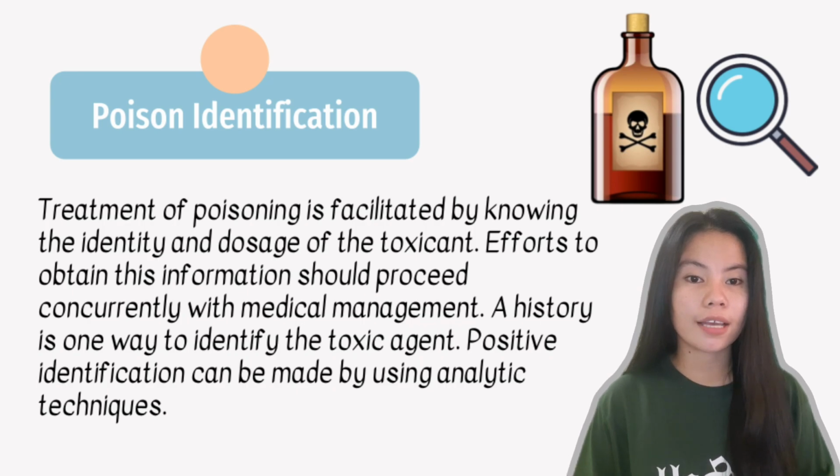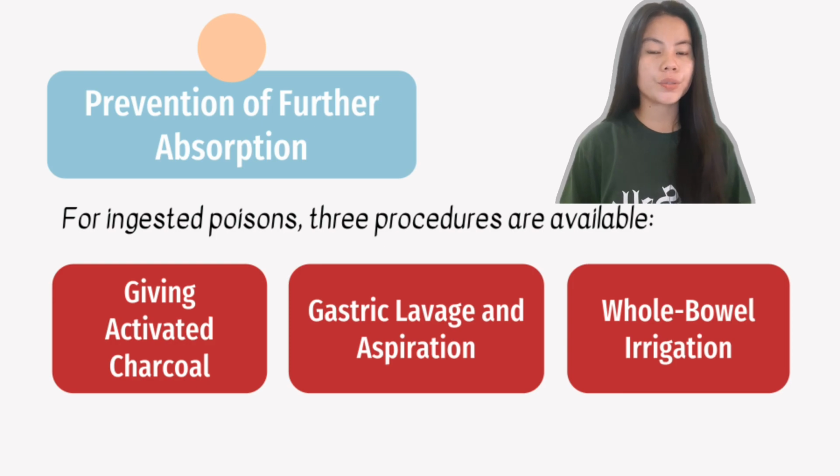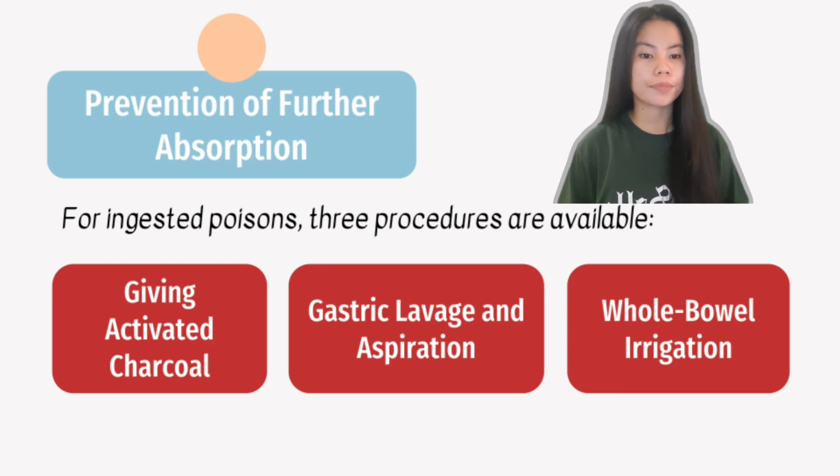But positive identification can be made by using analytic techniques. For example, a gas chromatograph or mass spectrometer can provide qualitative and quantitative information. Analysis can be performed on specimens of urine, blood, and gastric contents. To determine whether poison levels are rising or falling, analysis should be performed on sequential blood samples taken about 2 hours apart.